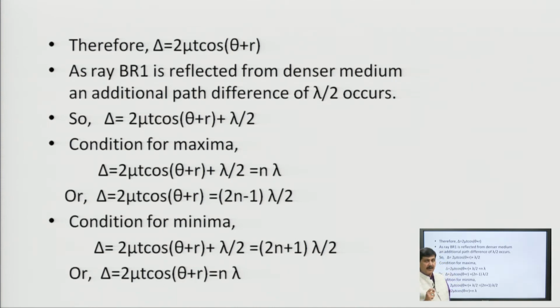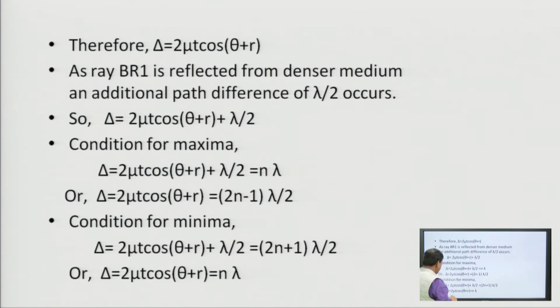For maxima, we know that the path difference must be equal to n lambda. So this path difference, 2 mu t cos theta plus r plus lambda by 2, equals n lambda. This equation becomes 2 mu t cos theta plus r equal to (2n minus 1) lambda by 2. This is the condition for maxima in wedge shape film interference by reflected light.